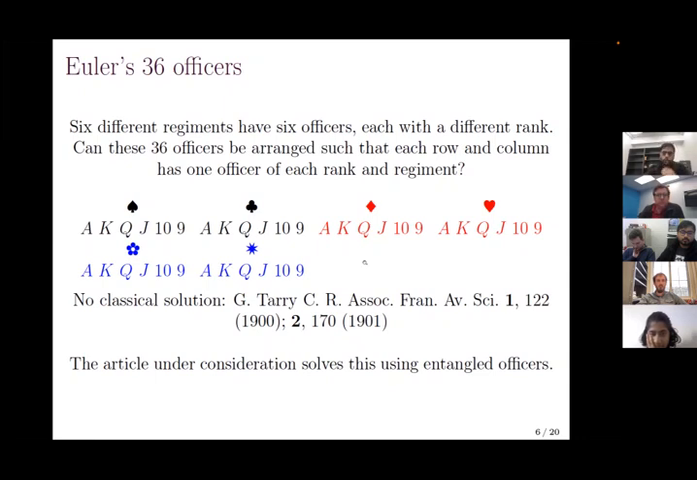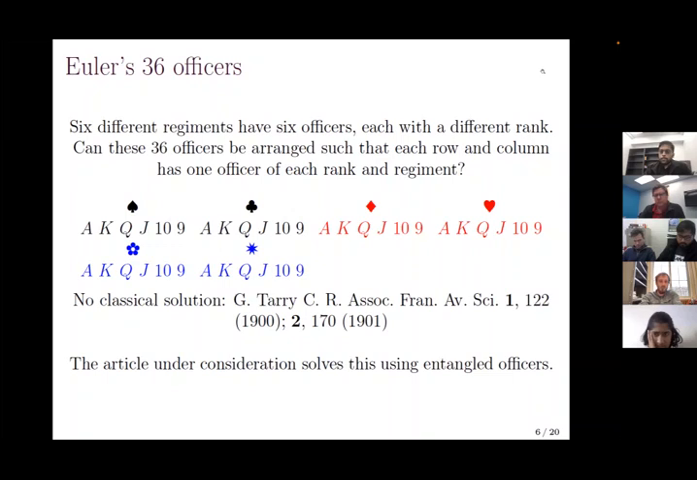After Euler posed this problem, around 1780, he suggested that it has no solution, but he didn't give any proof. Then in 1900, a proof was found that there is no classical solution to this 6 by 6 orthogonal Latin square.